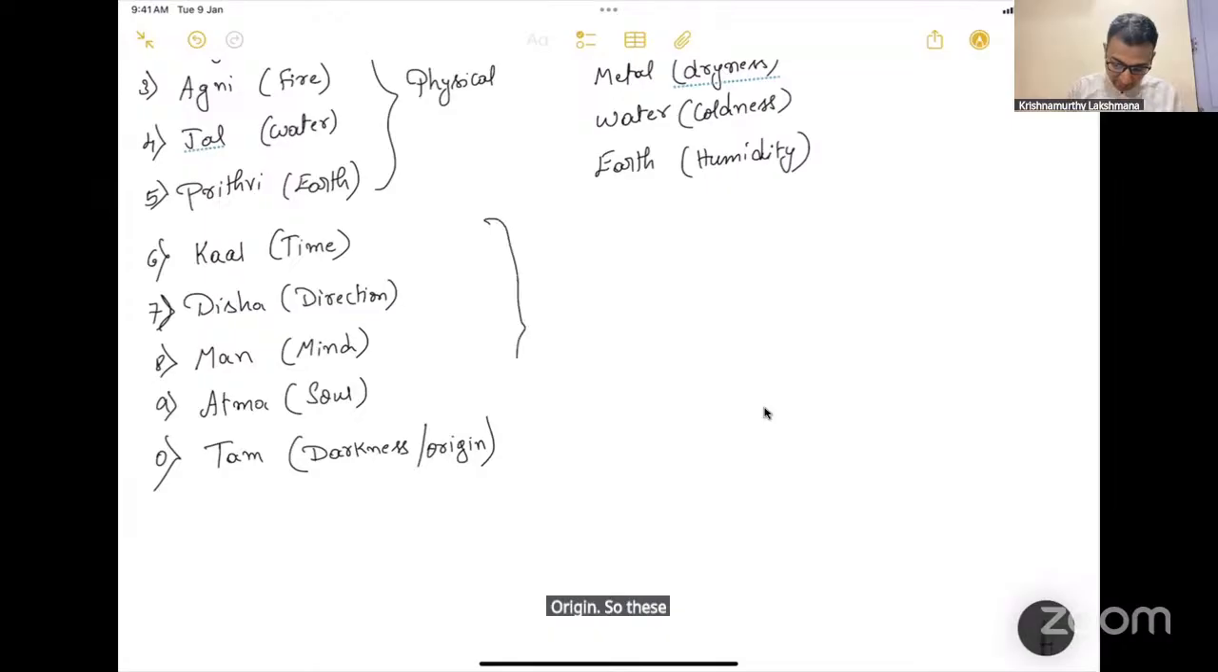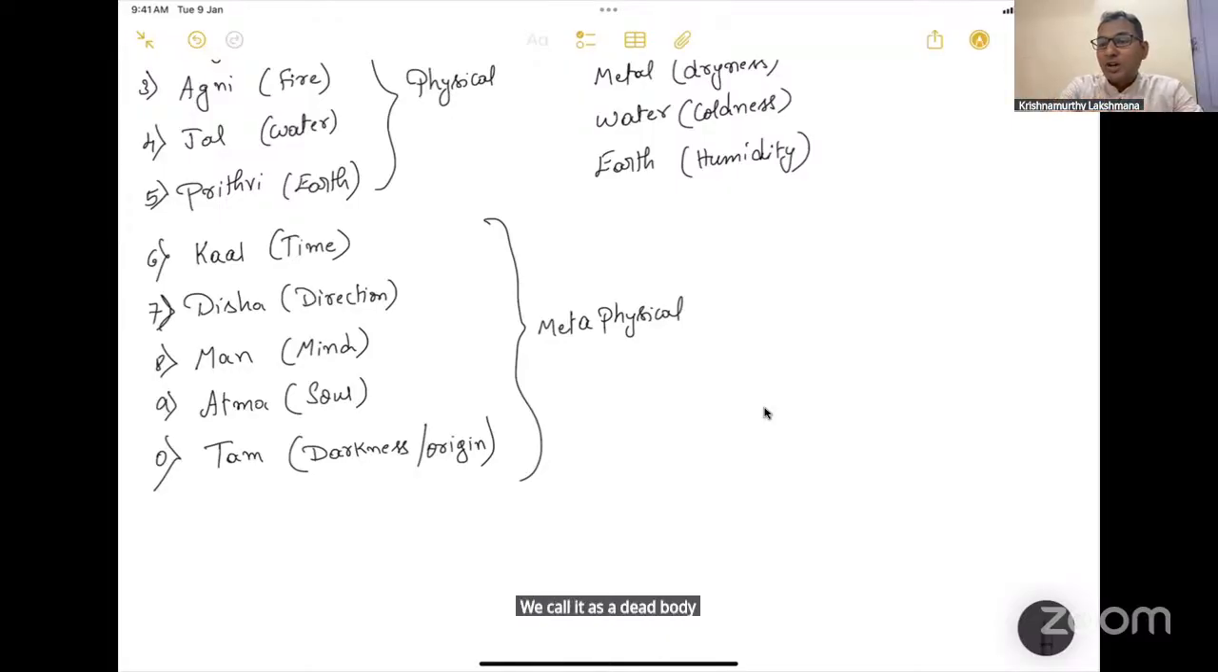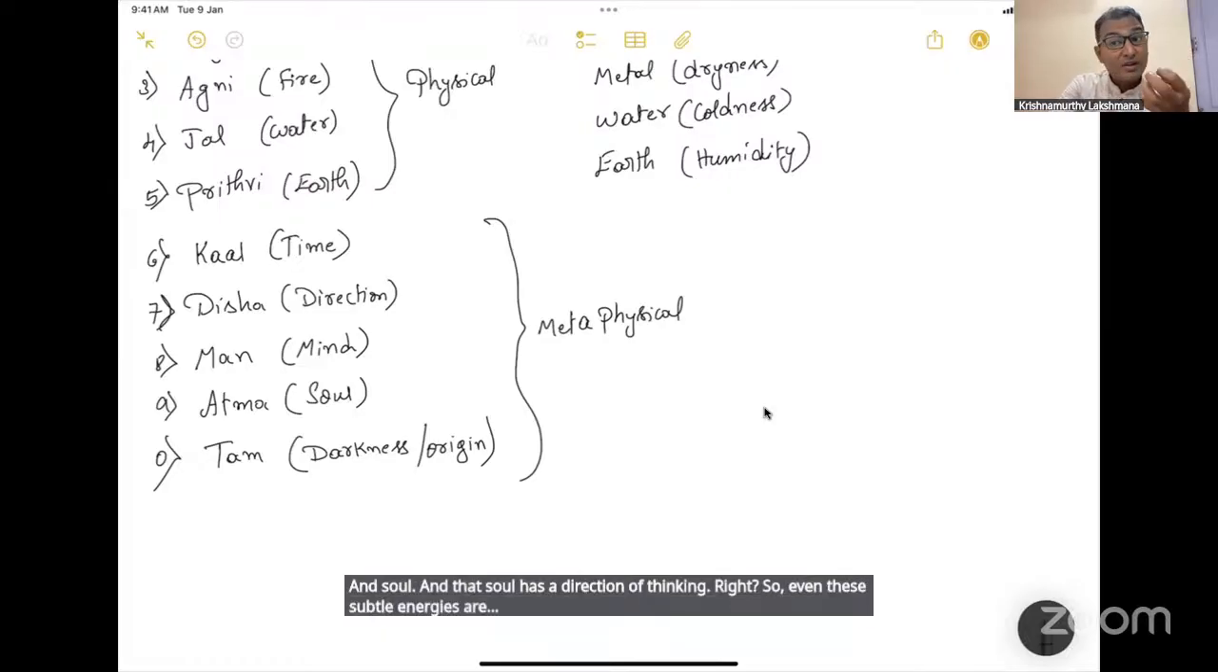So these are the 5 metaphysical elements which are used in making the body. What is the function of a body which doesn't have mind? What do you call that body? The body which does not have mind or a soul is a dead body. We are not dead bodies, we are living bodies where there is mind and soul, and that soul has a direction of thinking, right? So even these subtle energies are taken into consideration in Ayurvedic acupressure.